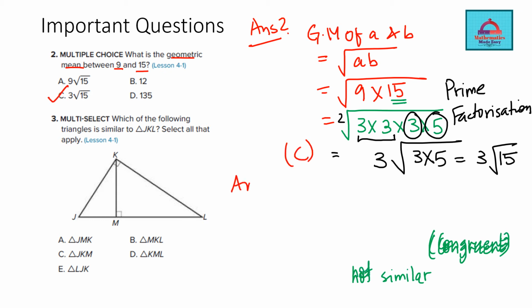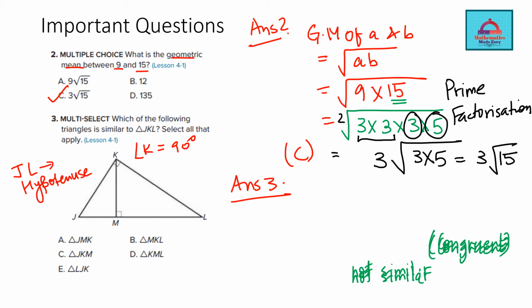Okay, let's do answer 3 now. Which of the following triangles is similar to triangle JKL? The bigger triangle is JKL. As you can see, angle K is 90, so your JL is your hypotenuse.